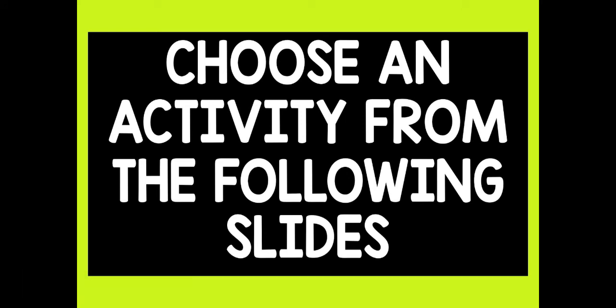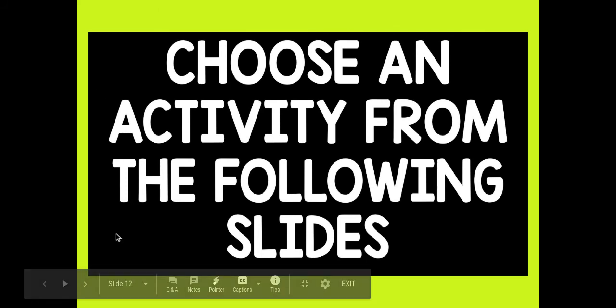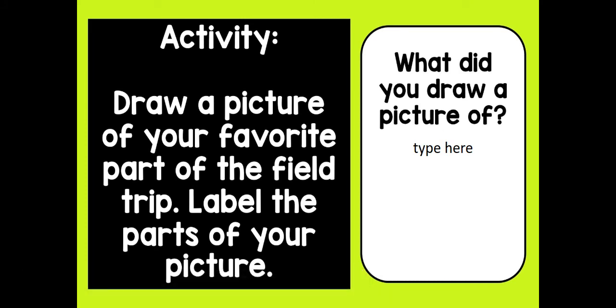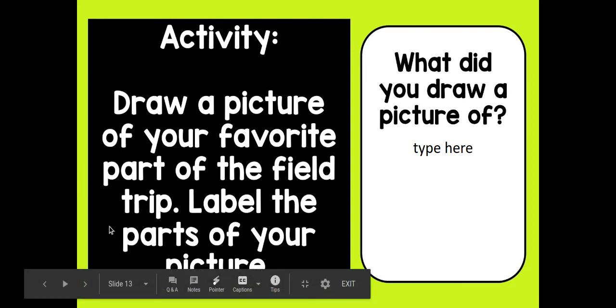So then at home, you can choose an activity from the following slides, and you'll be able to rewatch this video to see a fun activity that you can do. The first one is draw a picture of your favorite part of the field trip. It could be the dinosaur bones and fossils. It could be a specific dinosaur, maybe the ones with the feathers that you saw. I know I really like that one. It looks like a bird. And then you can label the parts of your picture.